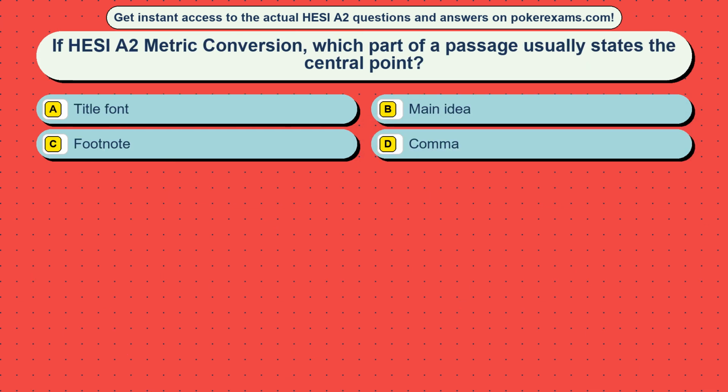Question 40. If HESI A2 metric conversion, which part of a passage usually states the central point? Option A, title font. Option B, main idea. Option C, footnote. Option D, comma.